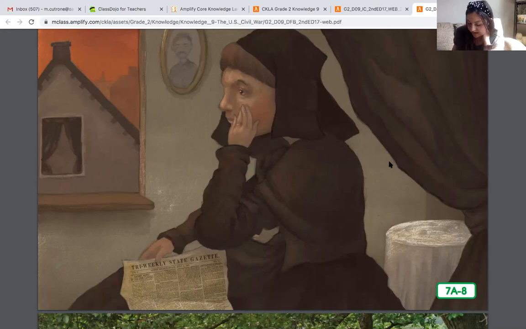Question number 3. General Lee refused Lincoln's offer to command the Union Army. He also refused the Confederate offer at first. Why do you think he didn't want to pick a side?